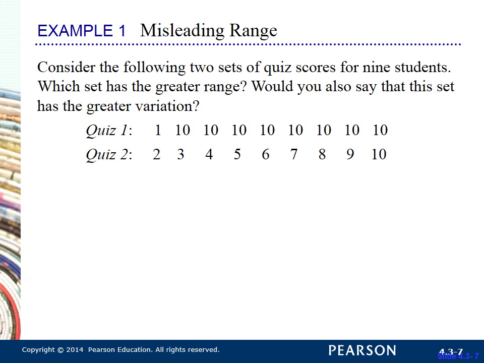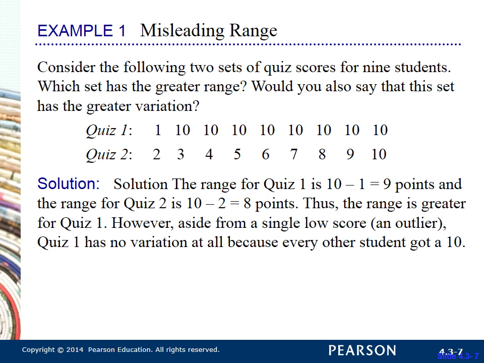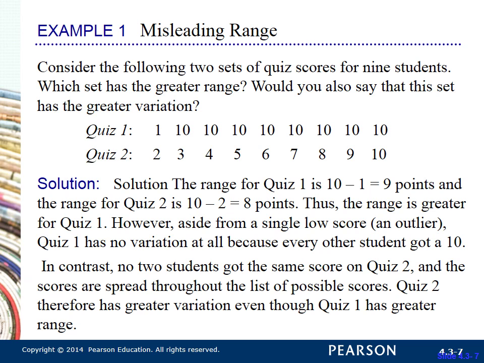But you can see that even though quiz 1 has a bigger range, it has a smaller variation because most of the scores were a 10. The other one has a smaller range, but the grades vary much more widely. So a single score, an outlier, has no variation because those other students all got a 10. So I have to be a little bit careful here. Now, no 2 students got the same score on quiz 2, so they're spread out a little bit higher.